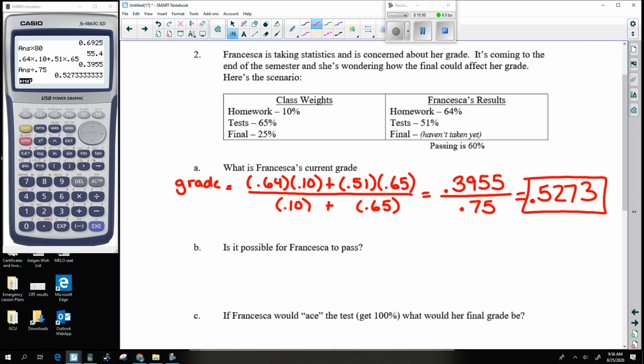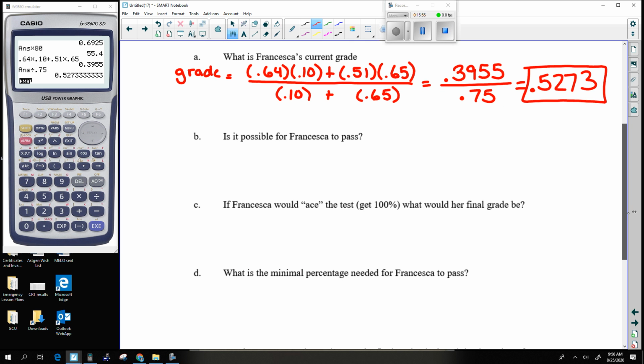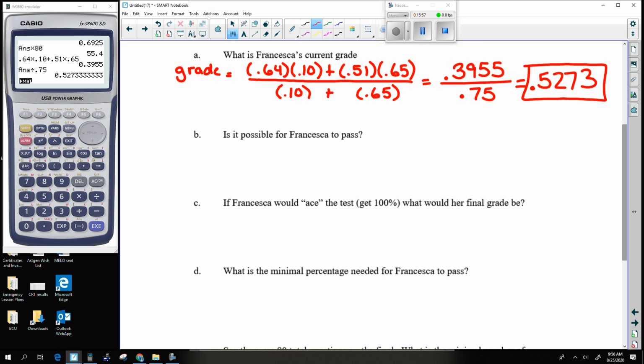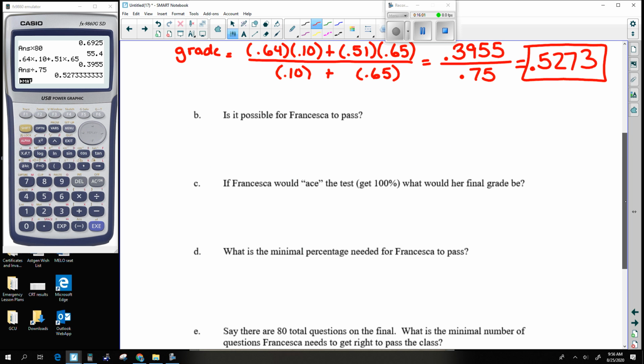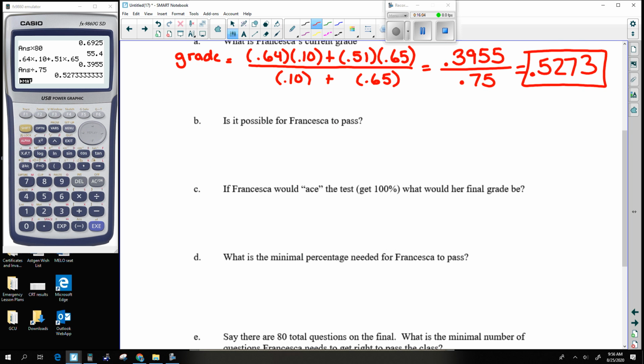Ooh, Francesca's hurting right now. She has a 52%. She has a 52%. But the final is worth 25%, so that's a big chunk. So 25% is still to come. All right, so is it possible for Francesca to pass? I don't know. We have to do question C.